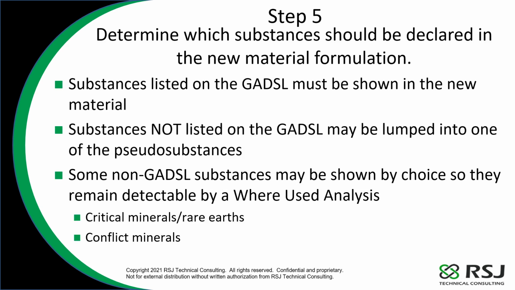Finally, we have to figure out which of these elemental substances is on the GADSL and which are not. If they're not on the GADSL, we can dump them into the pseudo substance. If they are on the GADSL, we want to list them separately. We can also choose to list additional non-GADSL substances that we may want to be able to track in the future. For instance, you may want to list your tin, tantalum, tungsten, and gold substances if they're present because they're conflict minerals. You may want to list things like neodymium or ruthenium or iridium because these are critical minerals and you want to know where to find them in your supply chain.